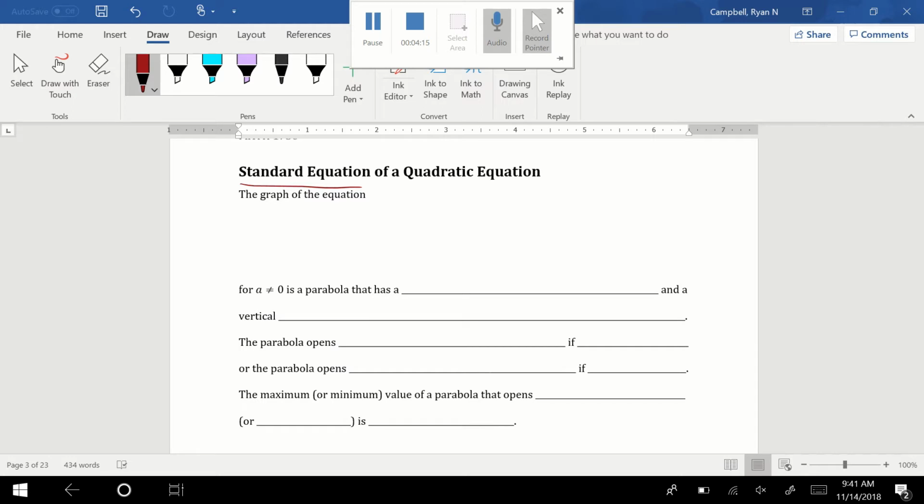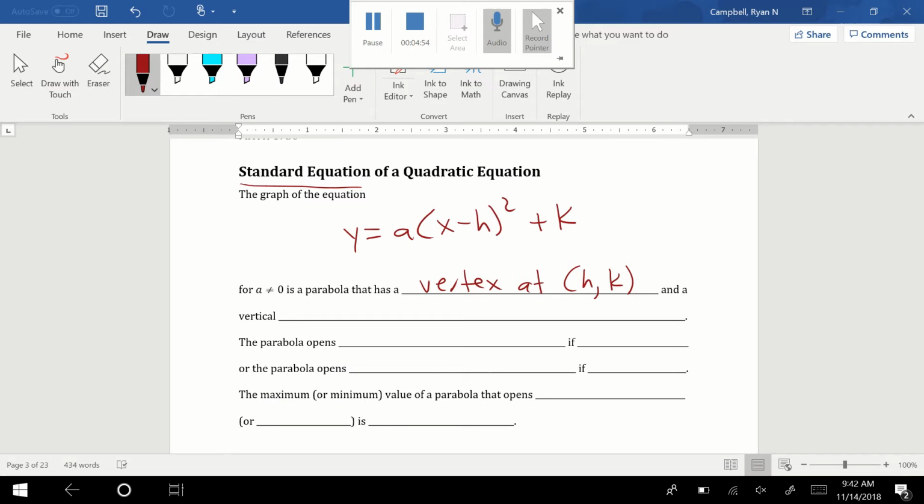So if we graph the equation y equals a times x minus h squared plus k, that is our standard equation. Again, we make sure that a doesn't equal 0. And we know that the parabola has a vertex at h comma k. So the vertex is going to be at h comma k. That's the highest point or the lowest point.